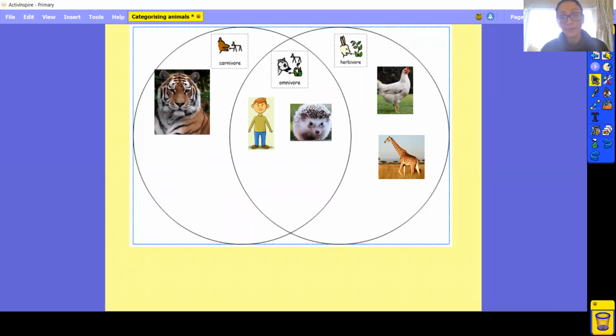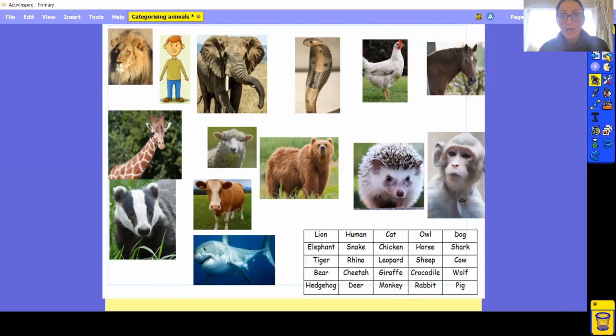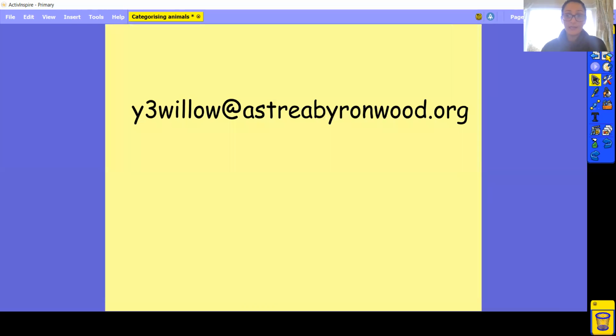Any work that you do, please send it to my email address, which is y3@estrellabyronwood.org. Okay, I would love to see your work, and I would love to see how hard you're working at home. There we go. And please make sure that you have a go at this. Okay, it's better just to have a go at it than not do it at all.